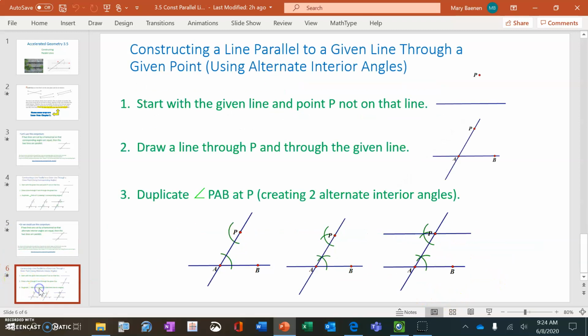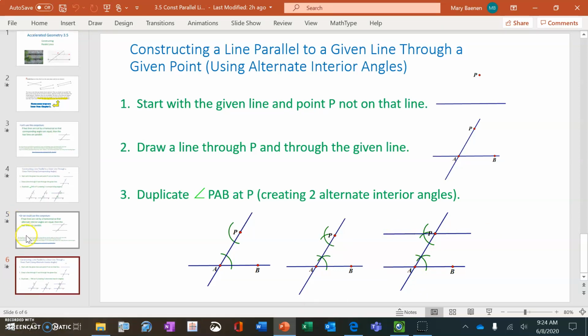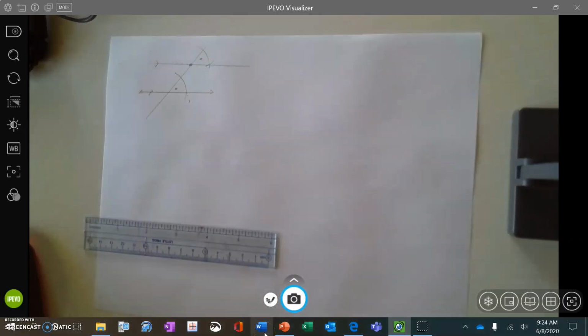Okay, so here are the steps. So again, I have the point and the line. I draw my transversal through that point P, and then I create two angles that are alternate interior angles and are equal to each other. So here is the construction where they're doing that. And then at the end, because you have these two alternate interior angles that are equal, you know that these two lines are going to be parallel to each other. Okay, so I'll put that down now and go back to my drawing here.